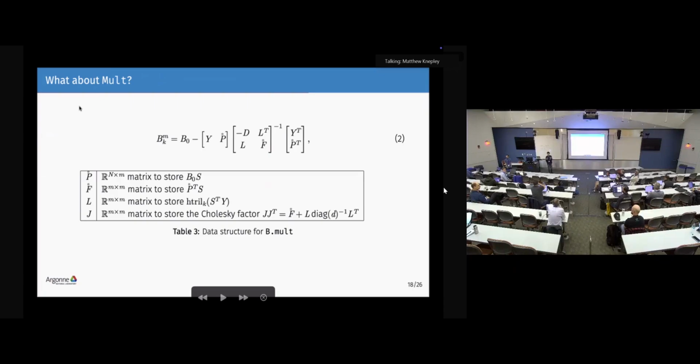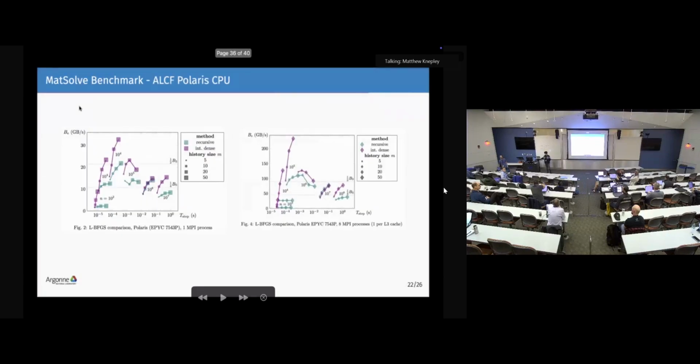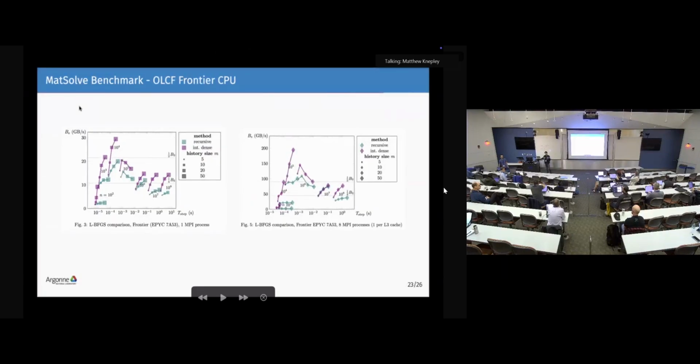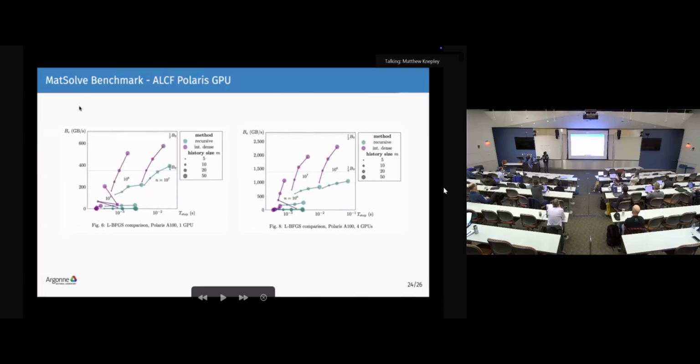Since you have performance results with the CPU and the GPU on Polaris and Frontier, how much faster was it with the GPU over the CPU? You can just read the vertical axis; the y-axis is just a linear scale. It depends on problem size and history size. Go to the GPU ones.